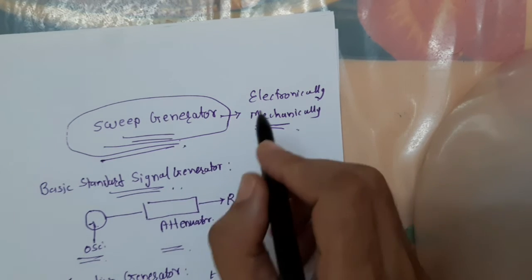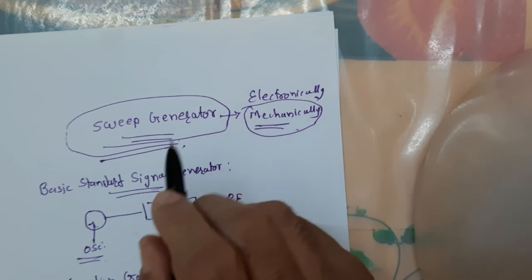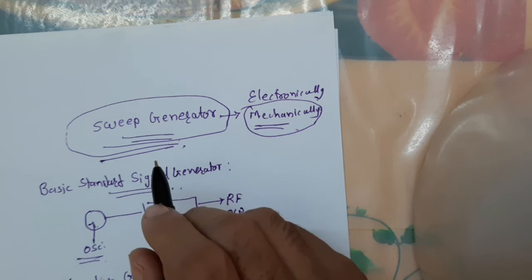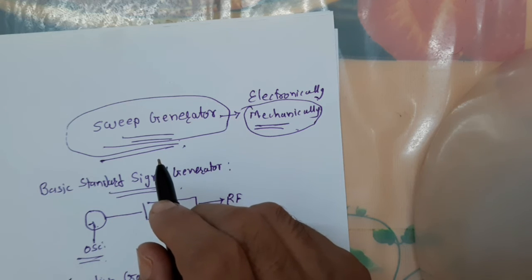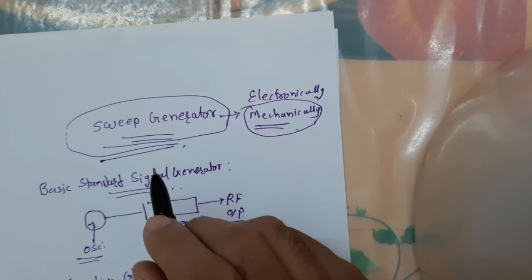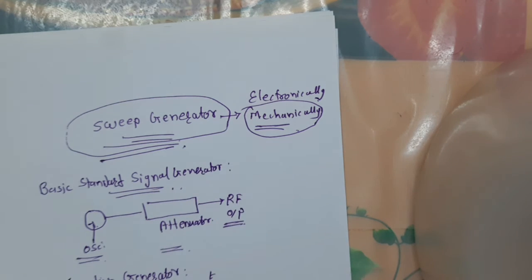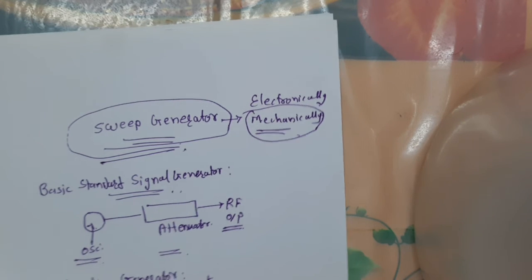And when we are using it mechanically, it is done by means of a motor driven capacitor, as provided in a modern laboratory type signal generator. The block diagram of the sweep generator is given here. This is the block diagram of the sweep generator.